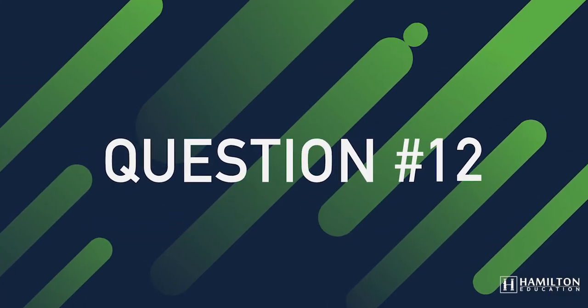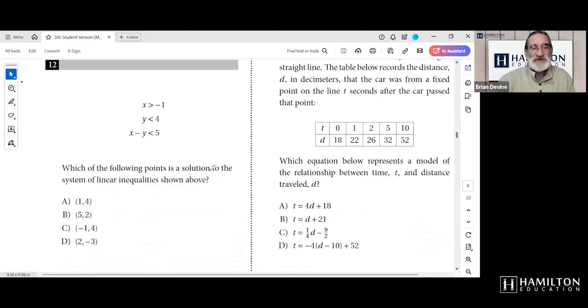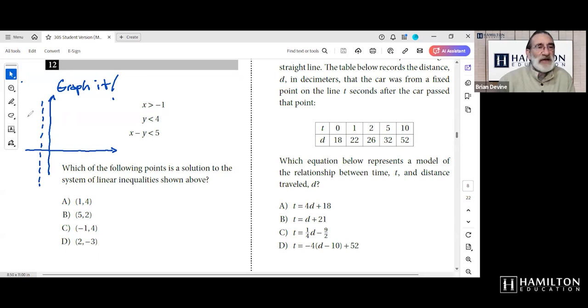Question 12. Which of the following points is a solution to the system of linear inequalities shown above? Well, I'm going to tell you right now, you can just graph this as it is in Desmos. And what you're going to find is you'll have something that looks like this. You'll have a vertical line at -1, and it'll be shaded to the right. You'll have a horizontal line at 4, and it'll be shaded below.